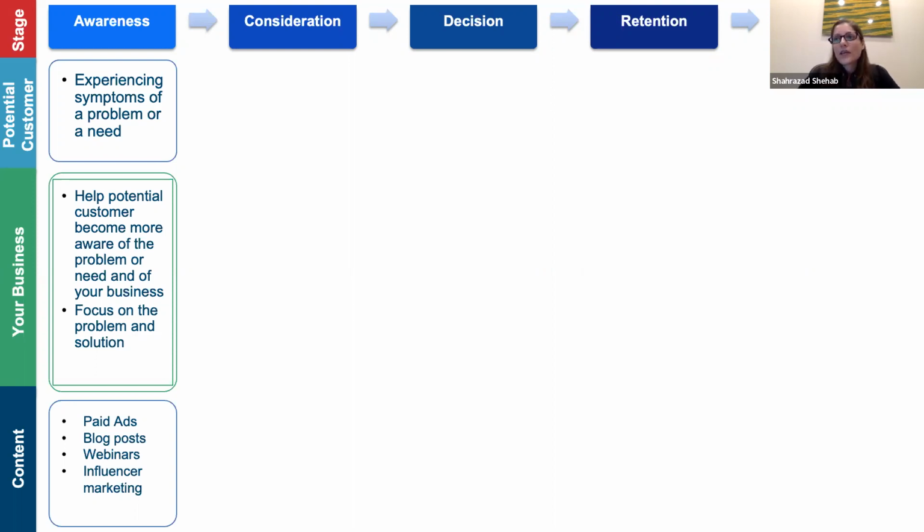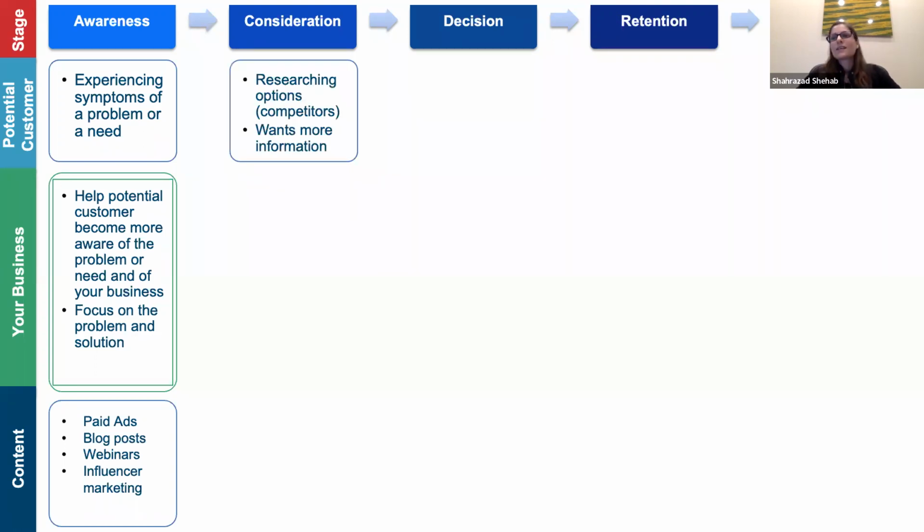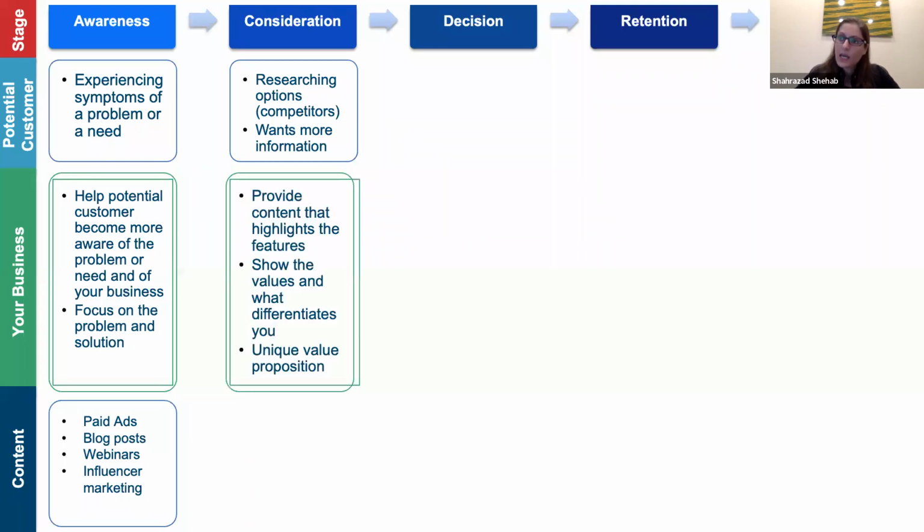Next is the consideration stage. And this is where your potential customer is researching options. And those options are your competitors. Why are they researching? Because they want to get more information. At this stage, you should focus on providing content that highlights the features and benefits of your products or services. And you should show the values of your products and services and what makes you different from your competitors. It is another way of communicating your unique value proposition.